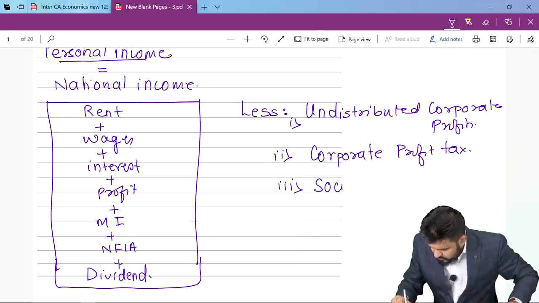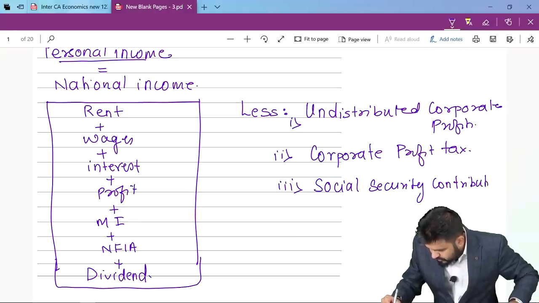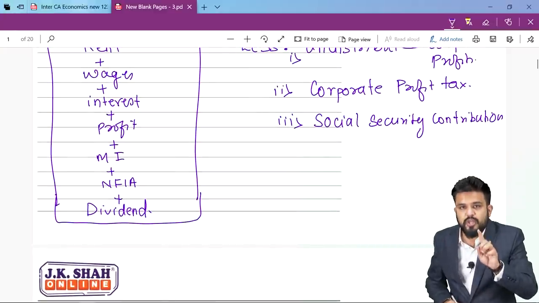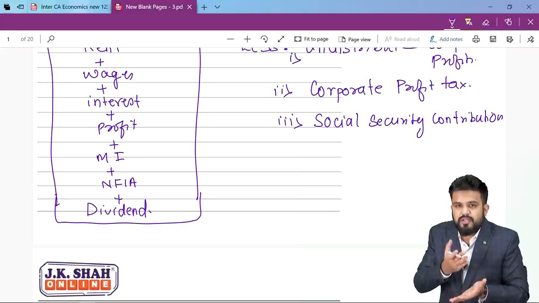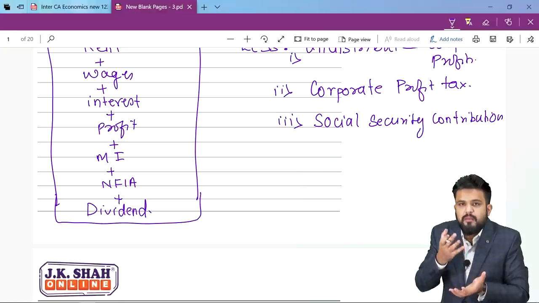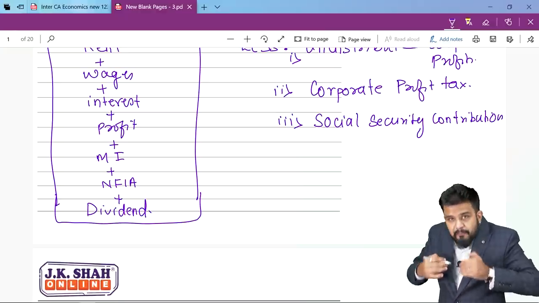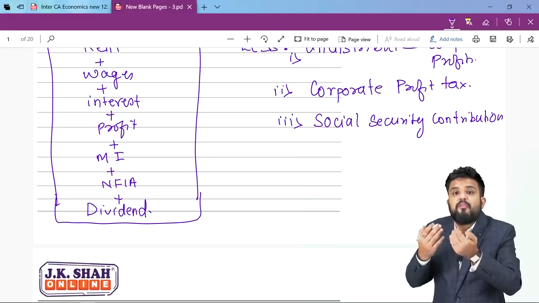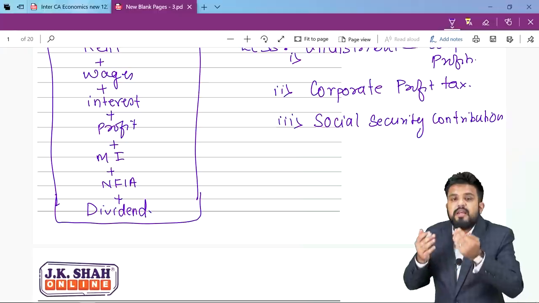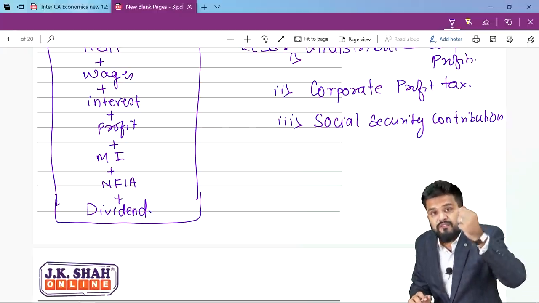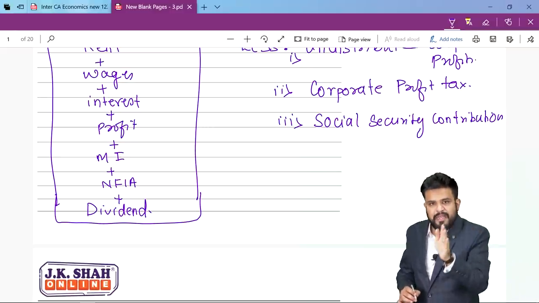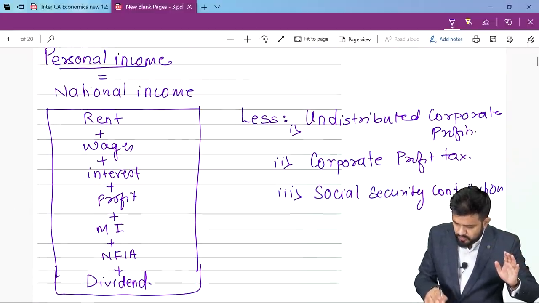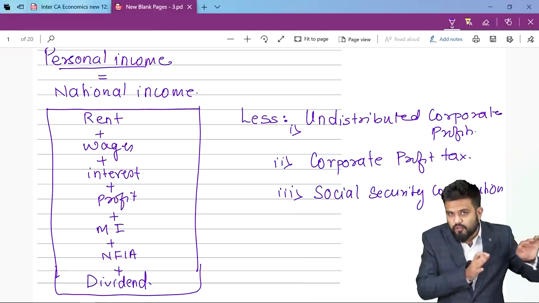Third, social security contribution. So this is a contribution made by the employer towards its employees. Just now I told you mediclaim, life insurance, gratuity, pension, provident fund allocation, all those things which the employer is giving as benefit to the employee in the form of kind. But students, those benefits may occur in future. Those benefits we will enjoy in future. Today you are not getting anything in hand, so you will minus. So these three things you will remove from national income.